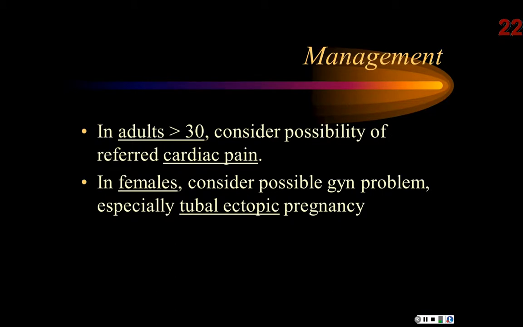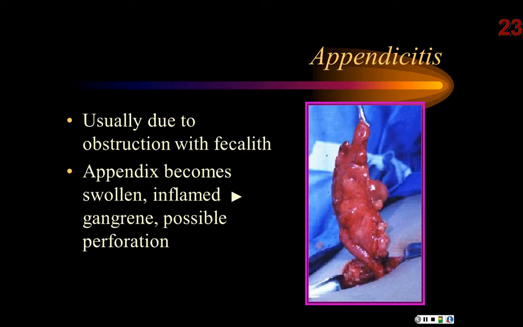Again, adults greater than 30, you have to consider that abdominal pain is actually referred cardiac pain. All day, every day. And then females, consider obviously a GYN problem, especially tubal ectopic pregnancies. Do you know why we assume it's a tubal ectopic pregnancy? Yeah, these ladies, depending on what part of the tube it's in, can bleed to death in minutes. Are we going to learn more about that? Yes, in special patients. Yep, we certainly will.